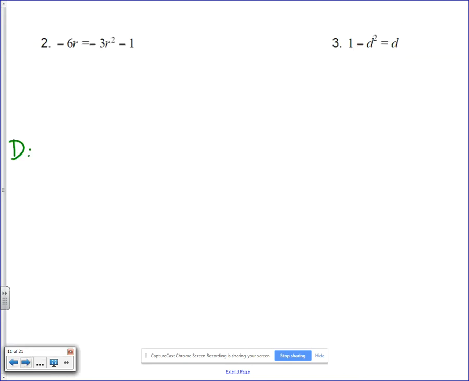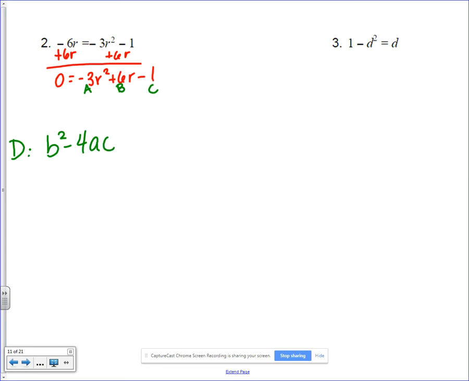Okay, next one. Is it in the right order? No. How do I get it in the right order? Everybody good with me adding the 6r over? And then what would the new equation be? Great. So this is my A, my B, and my C. Okay, what's the formula for the discriminant? What is the B? So this will be 6 squared minus 4 times, what's the A? And what's the C?